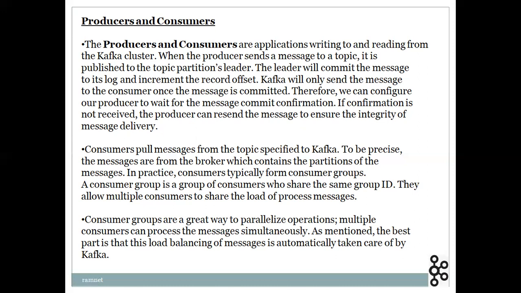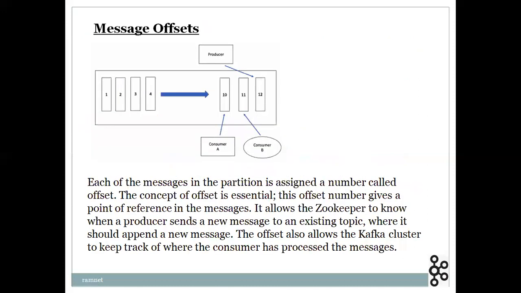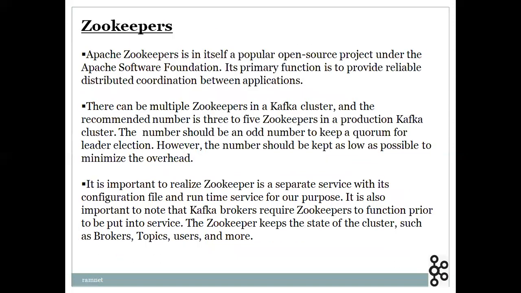This is again further down load balancing. Consumer groups are a great way to parallelize the operations. Multiple consumers can process messages simultaneously. As mentioned, the best part is that load balancing of messages is automatically taken care of by Kafka. This is the producers and consumers. So what all things have we seen? We have seen about the Zookeeper. That is nothing but within the Kafka cluster it is there.